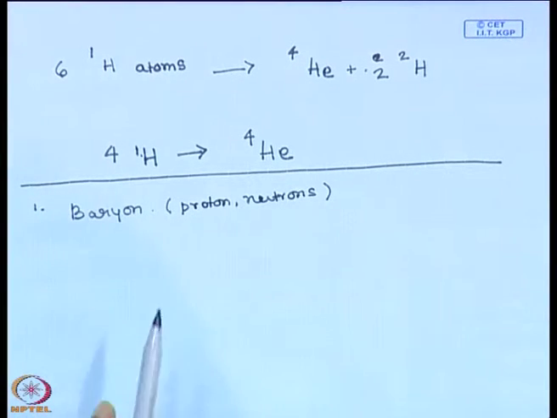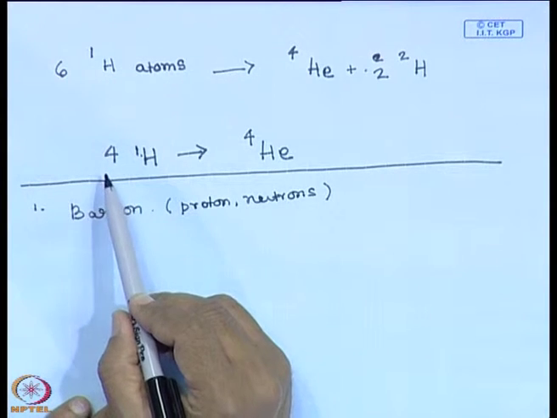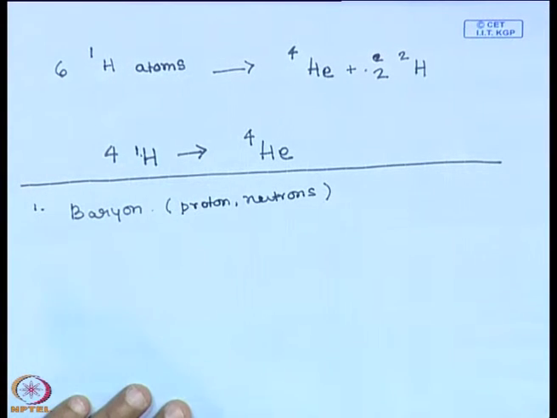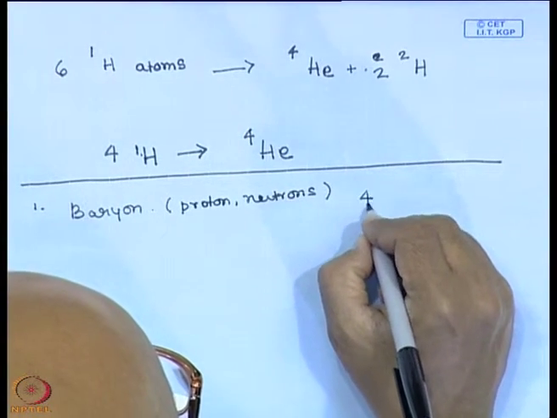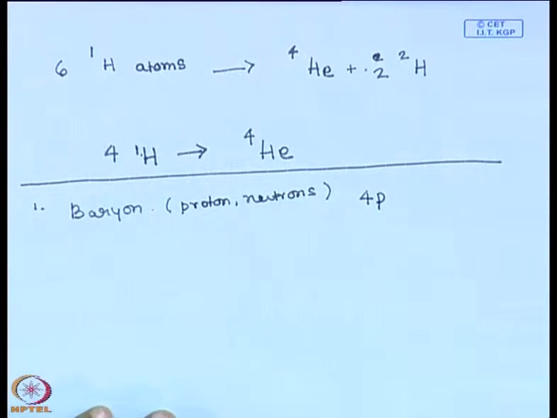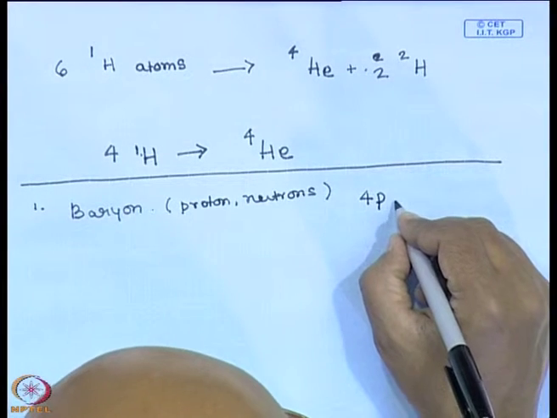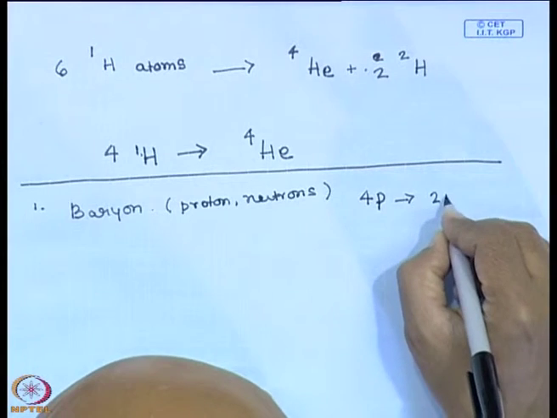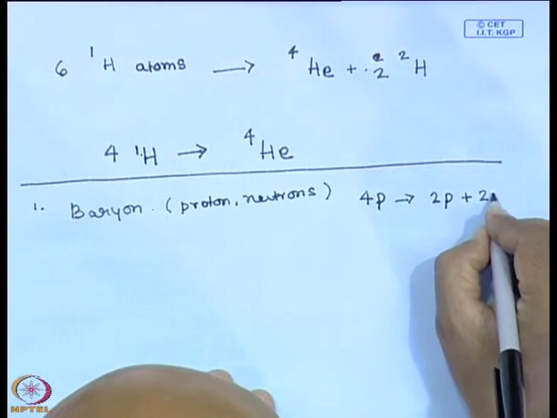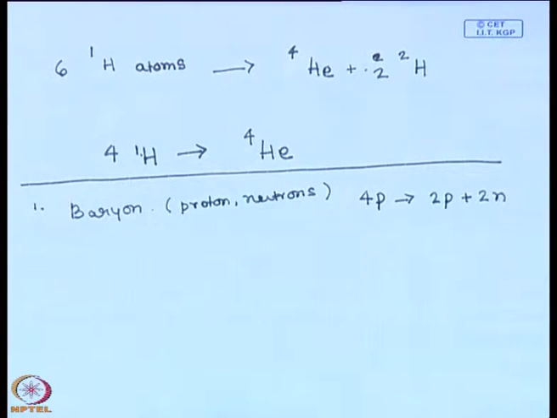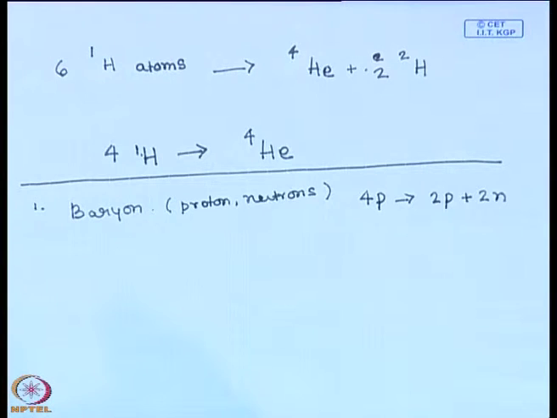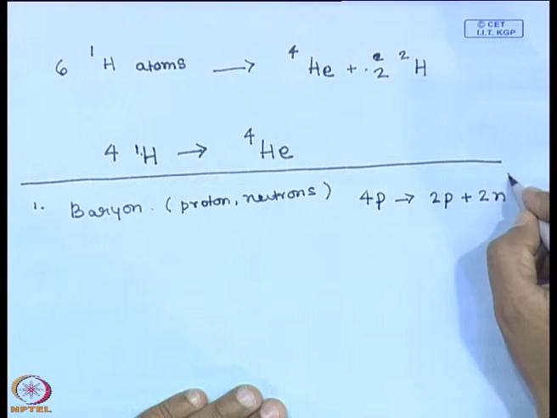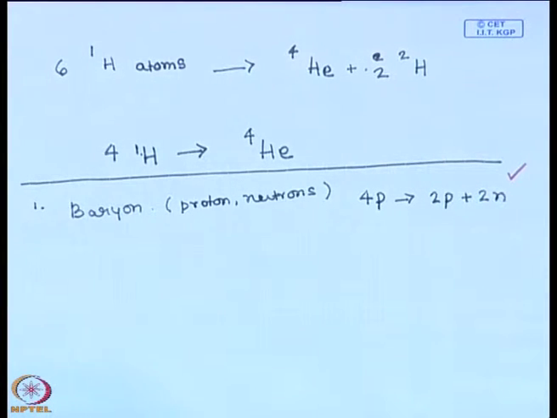So, to start with, we have 4 protons. Okay. So, here we have 4 protons, and it goes to 2 protons plus 2 neutrons. The helium 4 has 2 protons and 2 neutrons, right. So, we see that the baryon number is conserved. Okay. The baryon number is conserved. So, we can put a tick mark here. Okay. Let us see next.